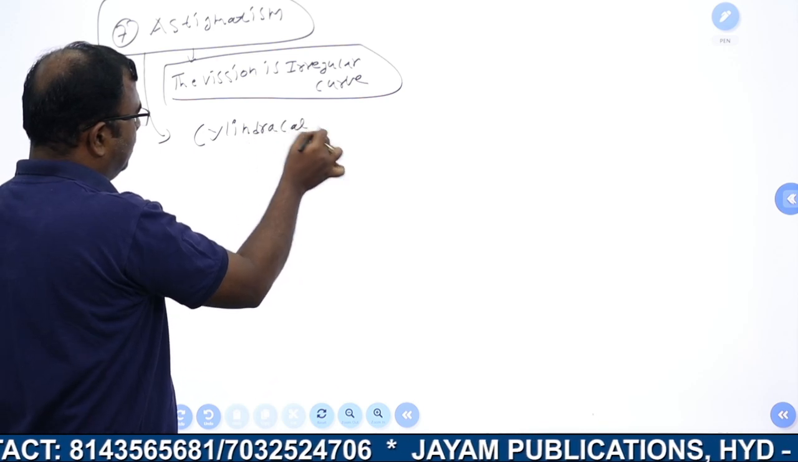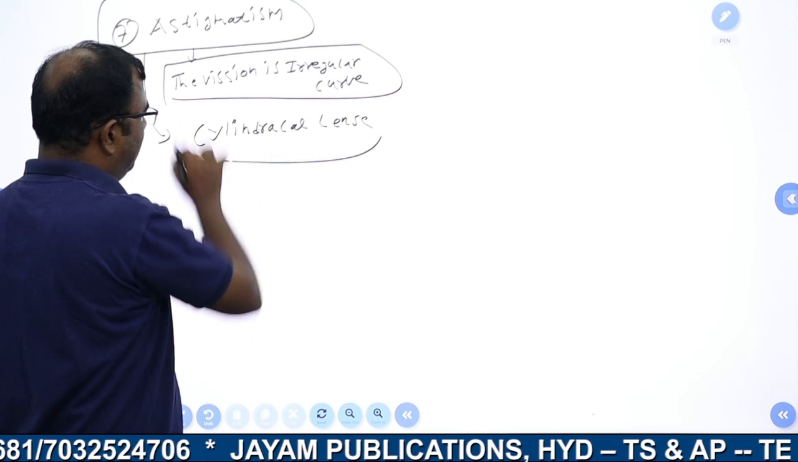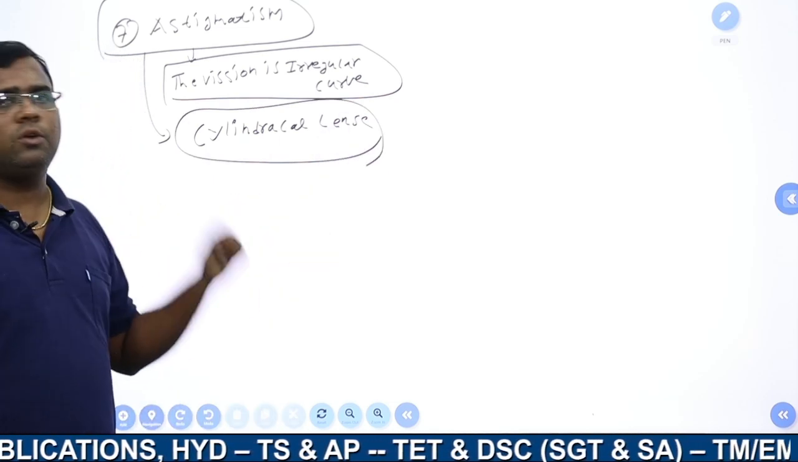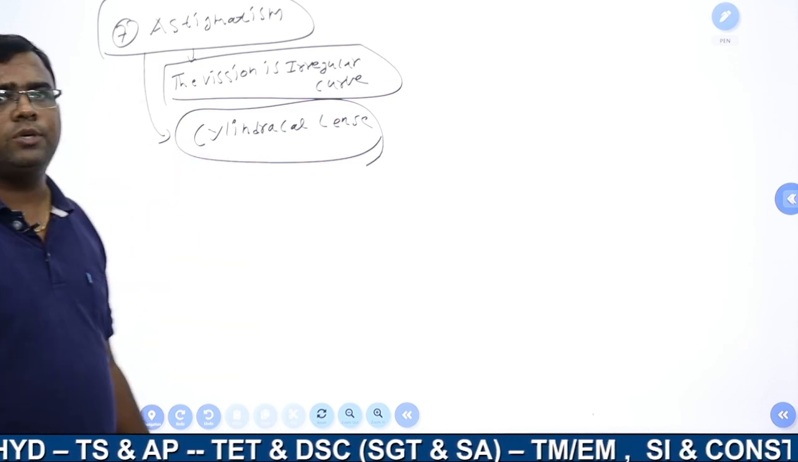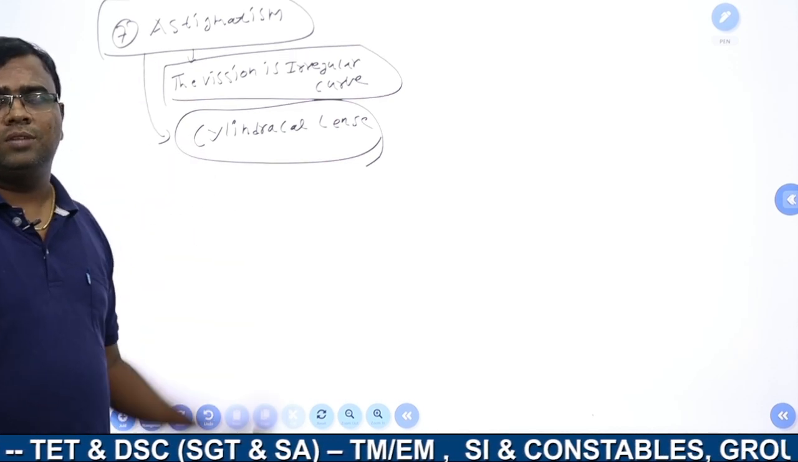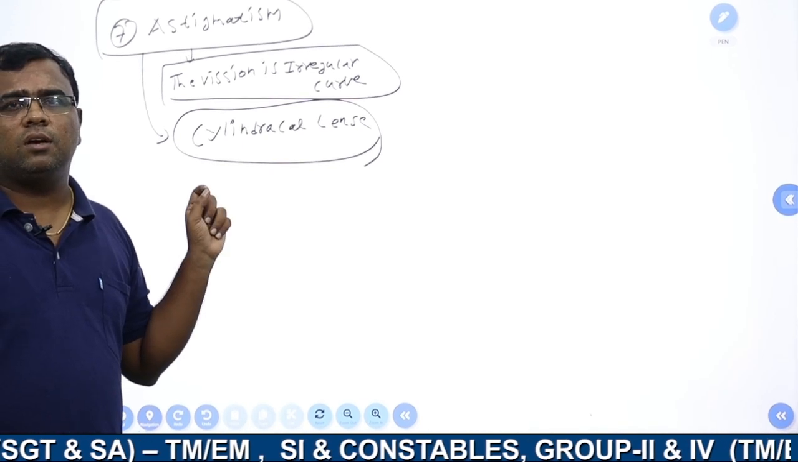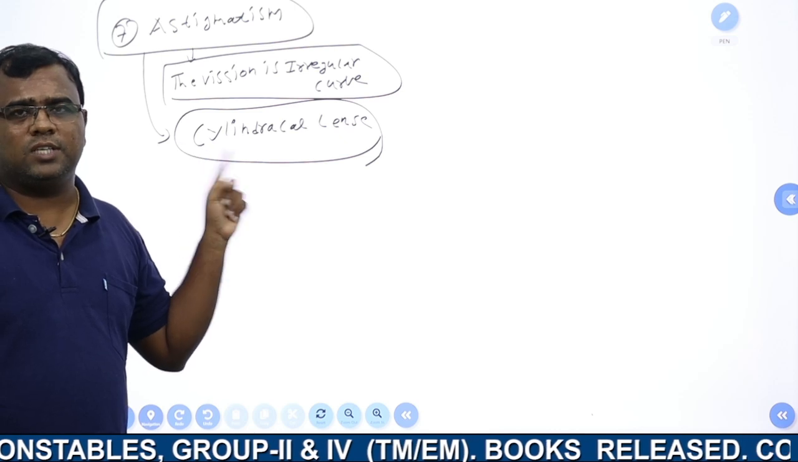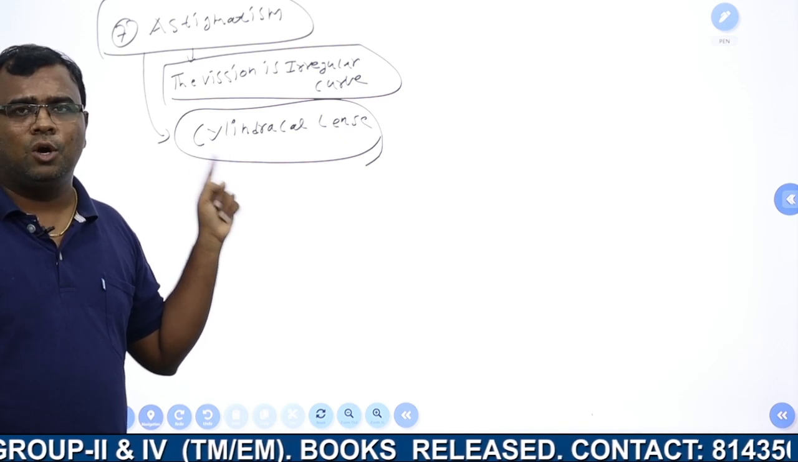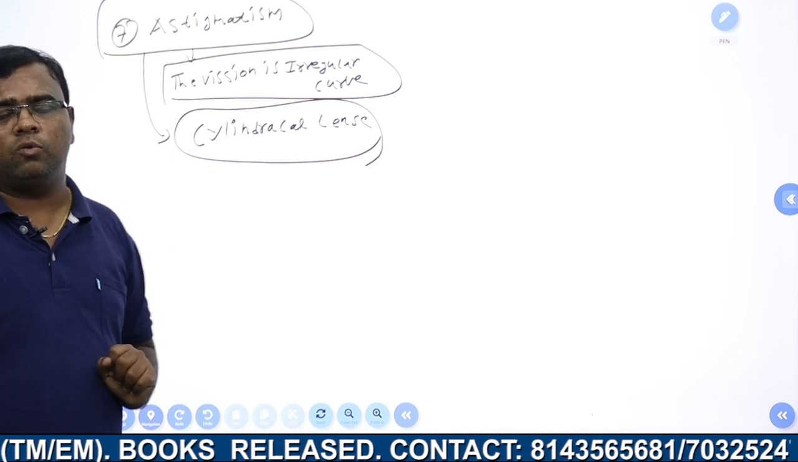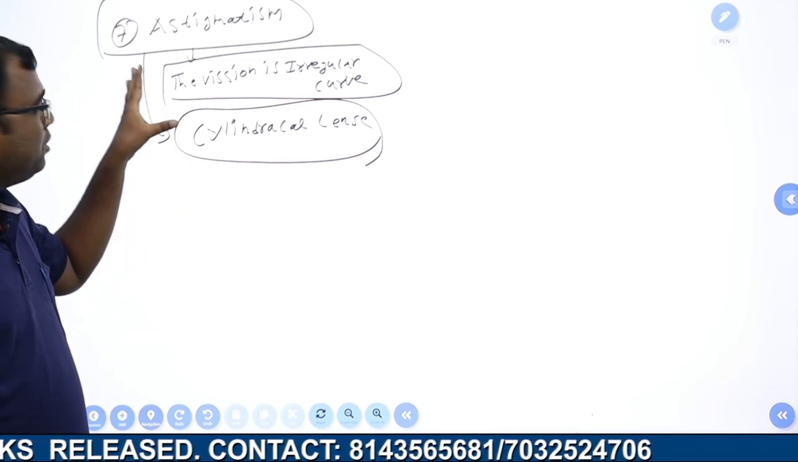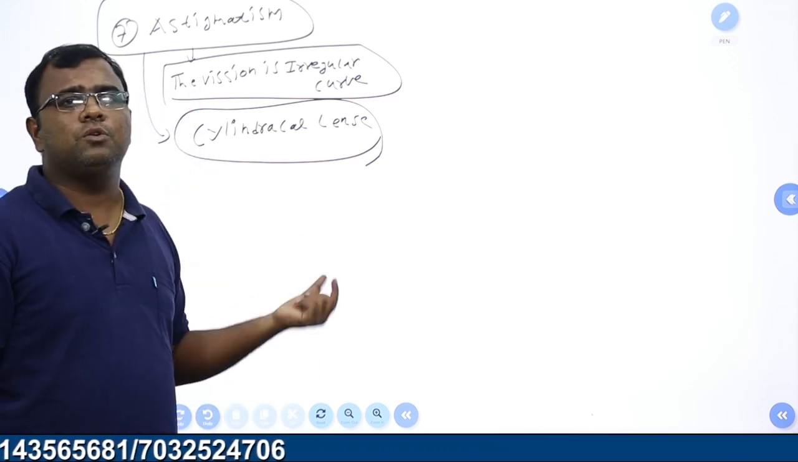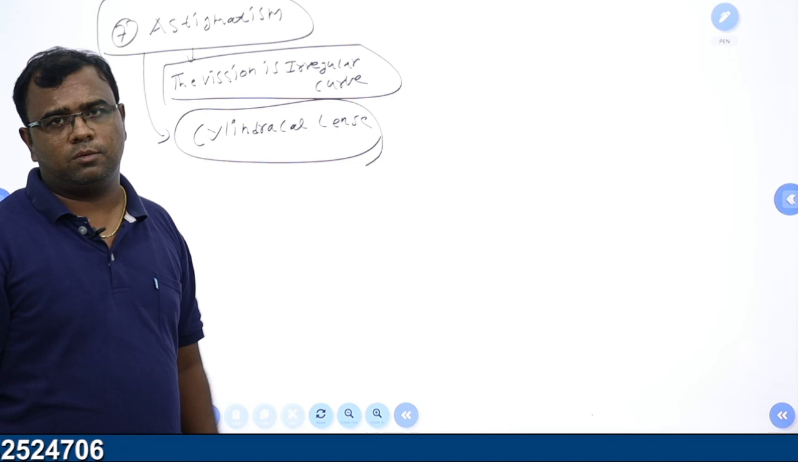The cylindrical lens are used for astigmatism person. The astigmatism person's vision is irregular curve. The astigmatism person were used for which lens? The cylindrical lens are used for astigmatism person.